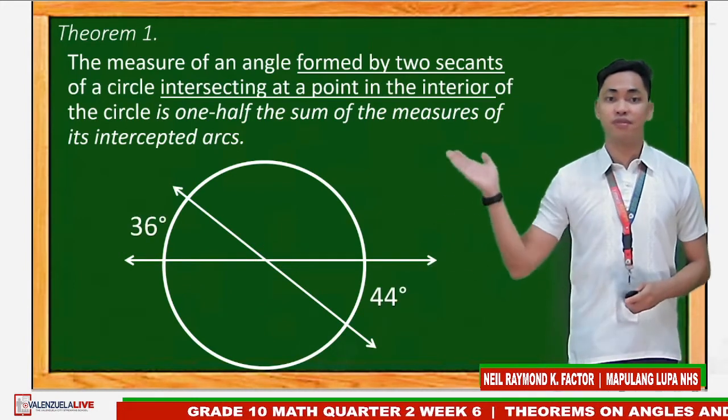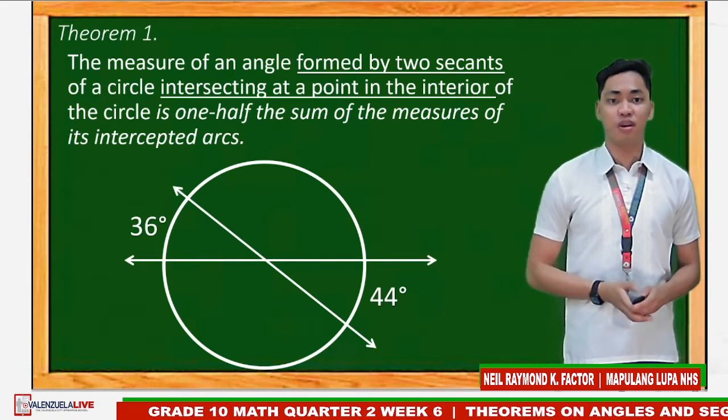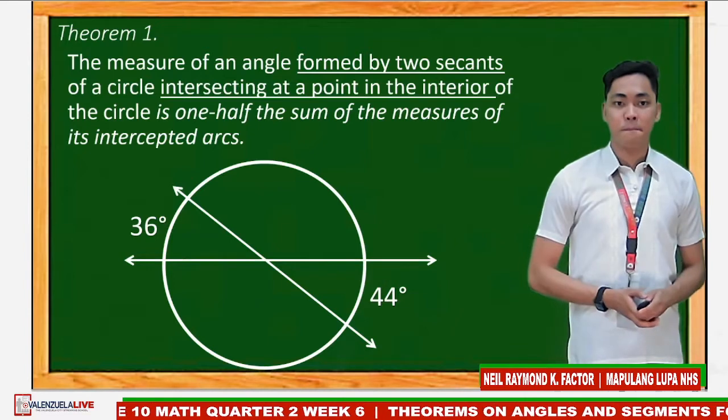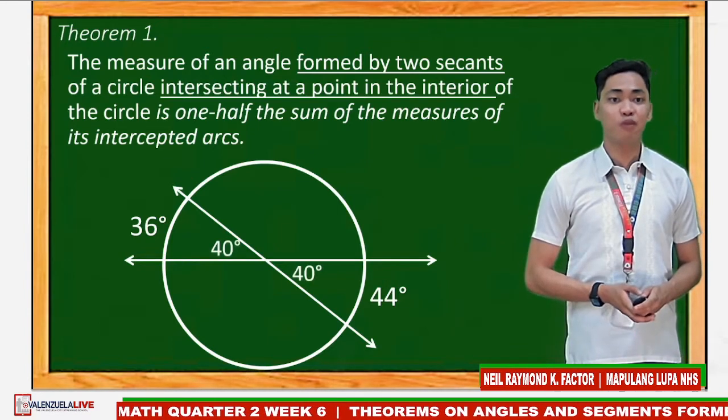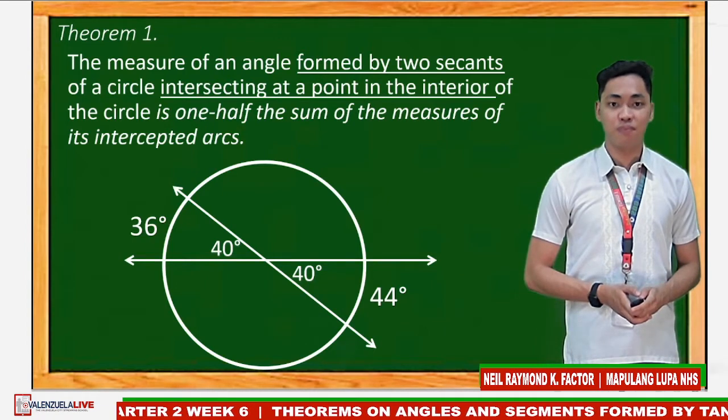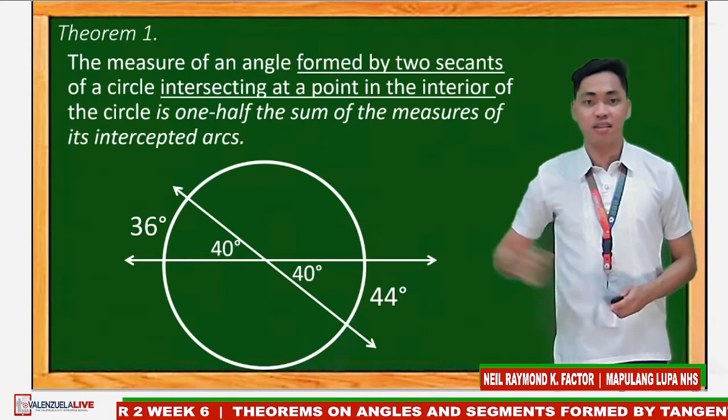So that is 36 degrees. And this one is 44 degrees. To get the measure of this angle, that is 36 plus 44, and that is 80. 80 divided by 2 is 40. Therefore, this is 40 degrees.